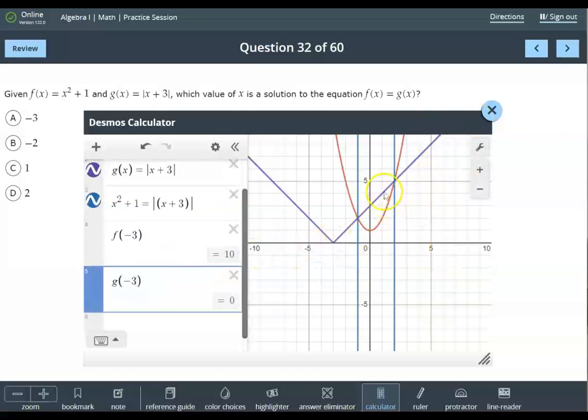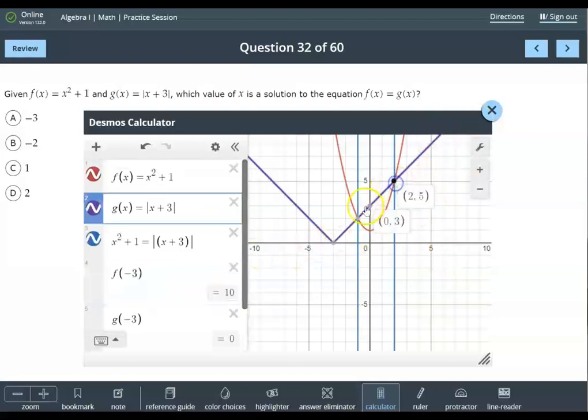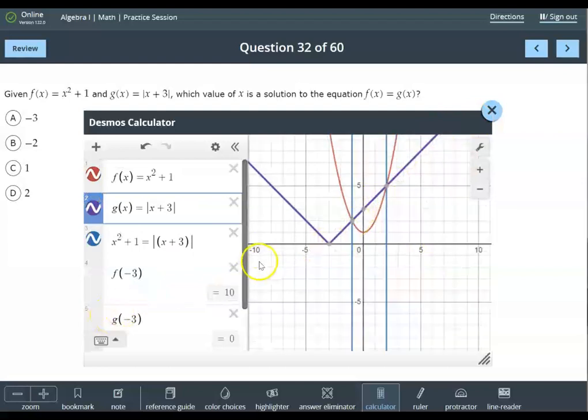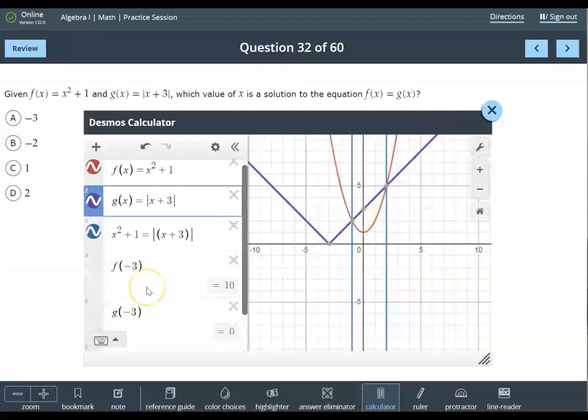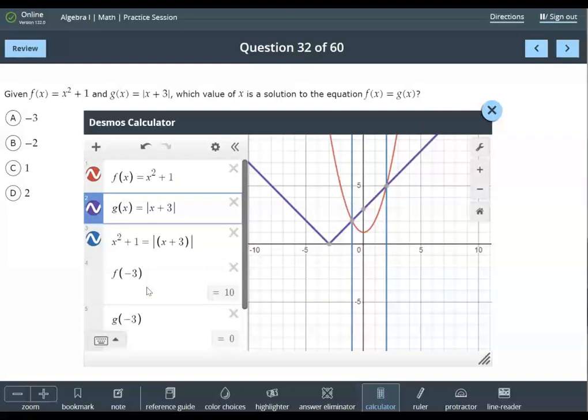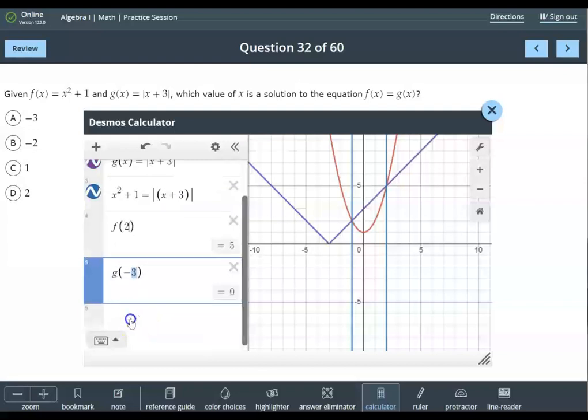So in the standard, they want you to identify the points of intersection on a graph, but realistically, your students can just plug in the values for x and see which values of x give the same output. And for most students, that's conceptually easier to handle. So we're going to say f of 2 is equal to g of 2, because both of those give an output of 5. The correct answer was D.